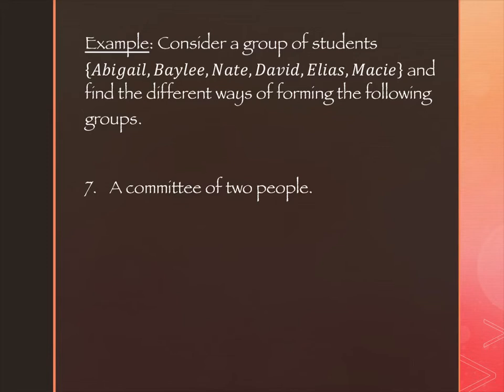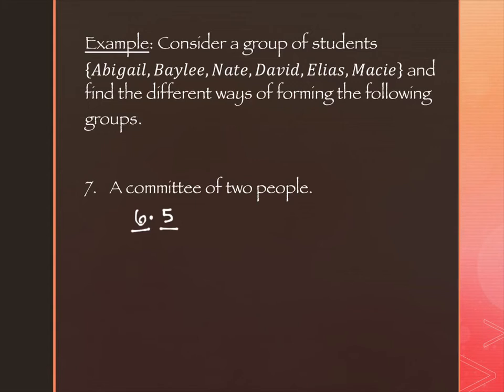Talked about a committee. When we're doing a committee of 2 people, we've got a couple of things that happen. First of all, I have the 2 positions. They're 2 different choices that I'm going to make. How many people can be in the first location? 6. And how many can be chosen in the second location? 5. Got to be 5. Because we've got to have 2 separate people on the committee.